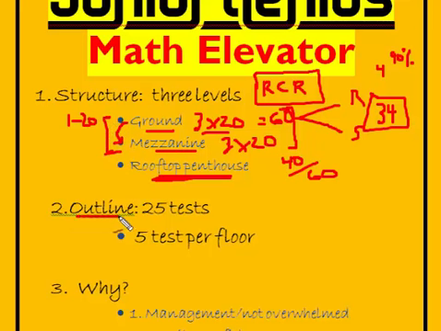Once again, the outline: 25 tests total for each level. We recommend students take 3 tests. So if you are an excellent math student, we will have 9 math tests total to go through. If you need to do more, you can just do test 4, test 5, test 6, and test 7, and so forth.